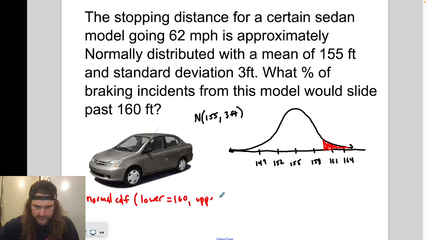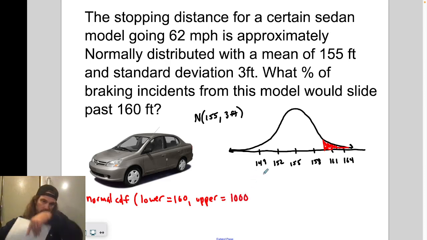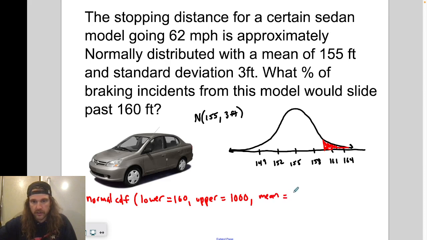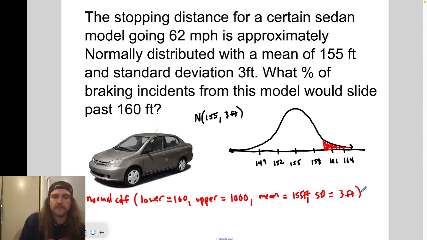Upper bound equals, I'm not going to write bound. Just pick a big number. 1,000 is usually what I do. And then mean equals 155. I'm trying to model good behavior for the test, and I know it's taking a long time. You might want to put this on 1.25 speed or something, or skip ahead. Standard deviation equals 3 feet. I can't remember if you have to put units on there. Default to put in units if you need to.